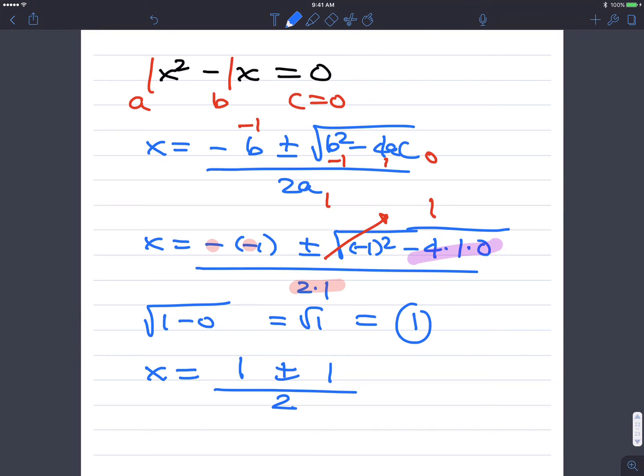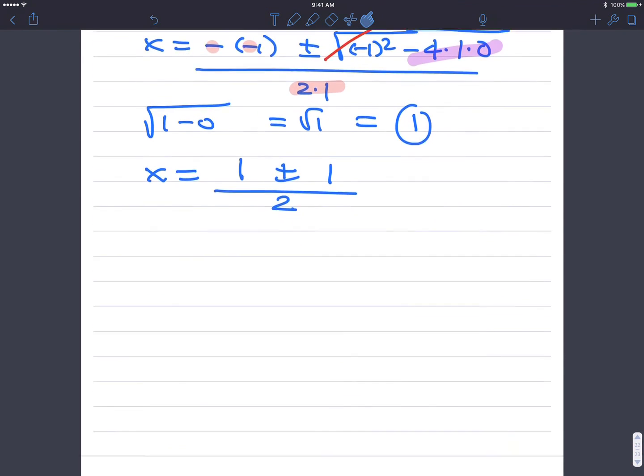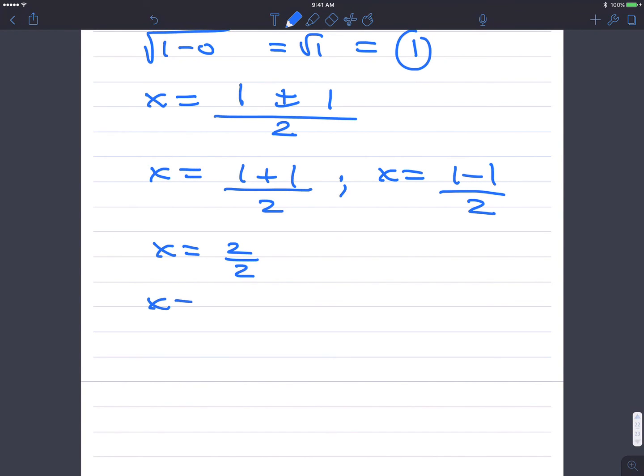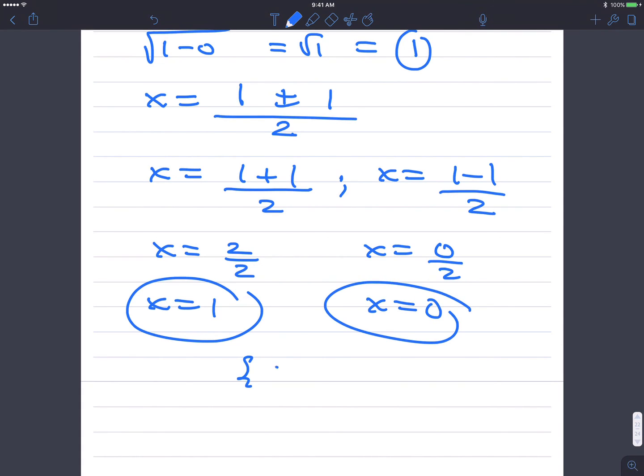So we did this in our homework for the quadratic formula. So let's see here. x will be 1 plus or minus 1 over 2. So that means x is 1 plus 1 over 2, or x is 1 minus 1 over 2. 2 over 2, which is 1. 0 over 2, which is 0. So as you guys can see, you get 0, 1 as a solution set again.